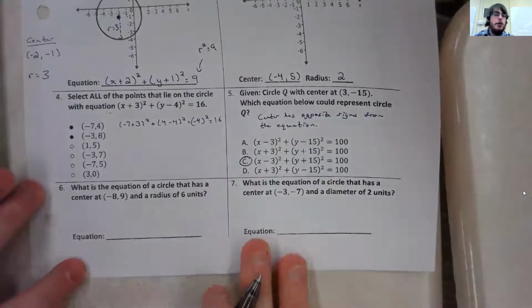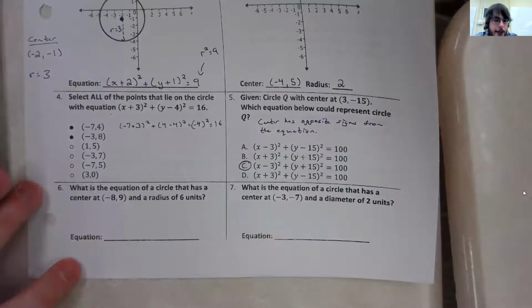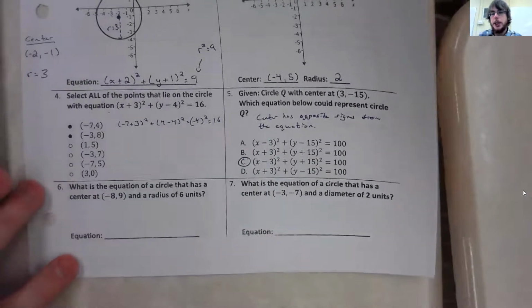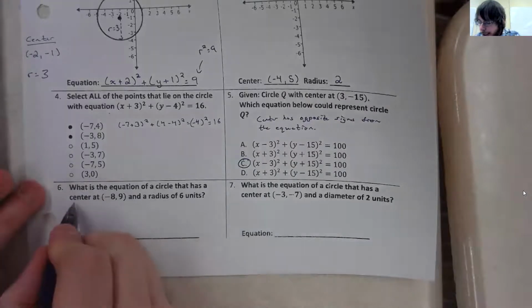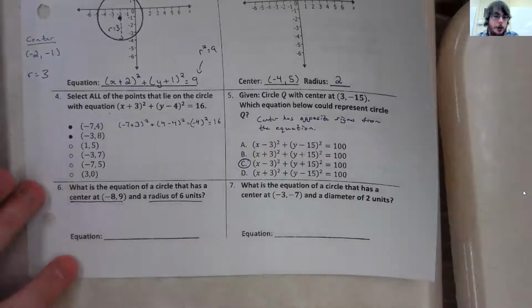Number 6, what is the equation of a circle that has a center at -8, 9 and a radius of 6 units? So remember that when you do an equation of a circle, you need two things. You need the center and the radius. This gives us the center and it gives us the radius already, so we don't need to find anything.